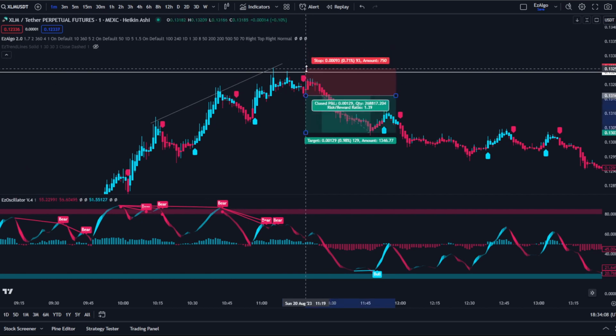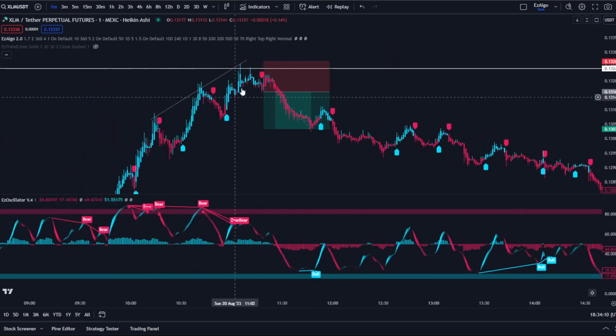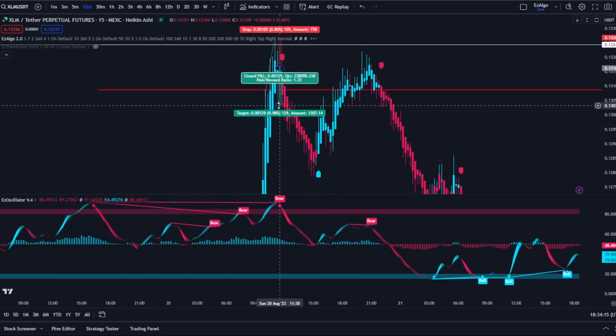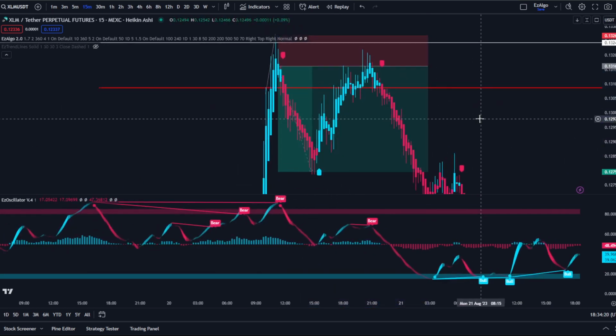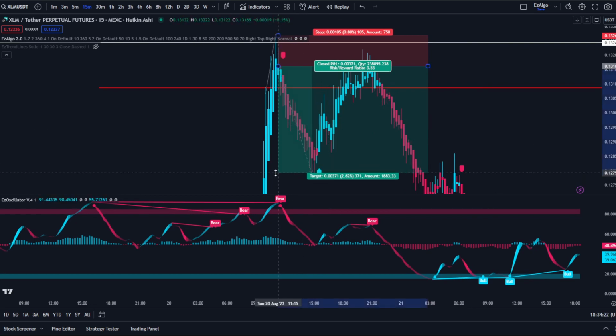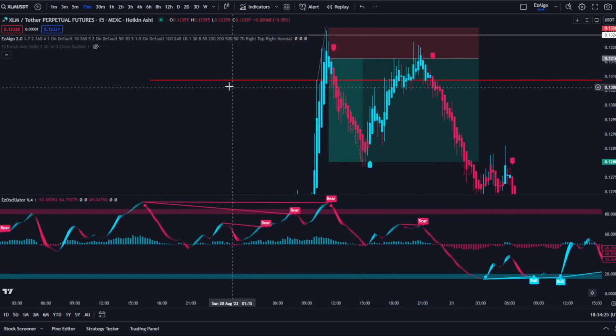So we're gonna enter the short position, put our stop loss above that swing high. Once we're in the trade, we are in the trade, and then we're gonna go to a higher time frame to monitor that trade. Again, it comes down 2.8% unleveraged, followed by that EzAlgo sell signal.